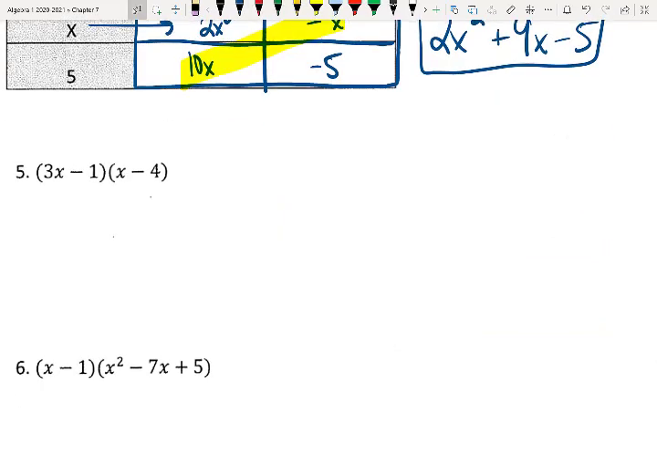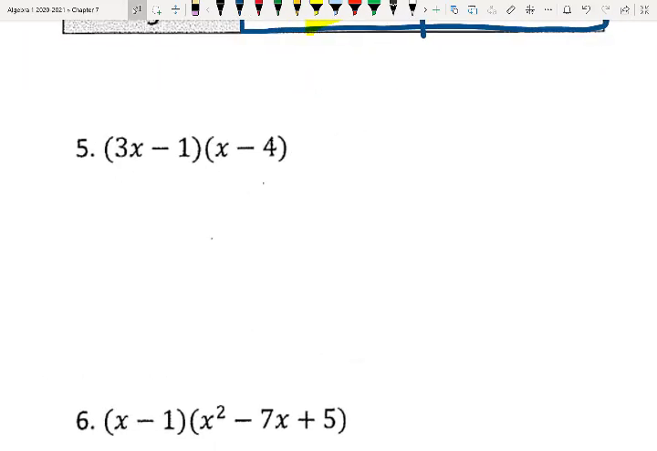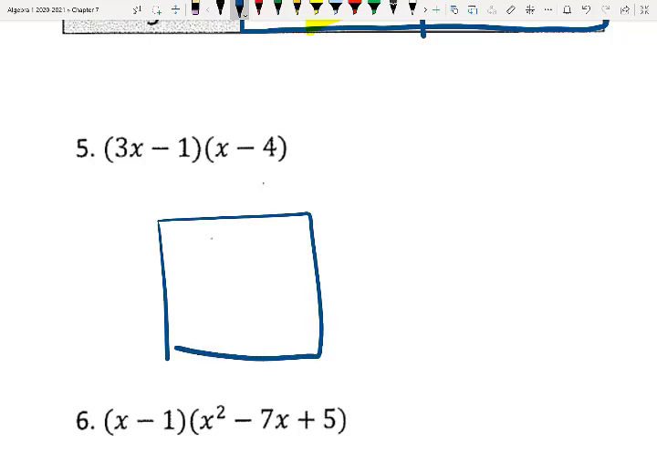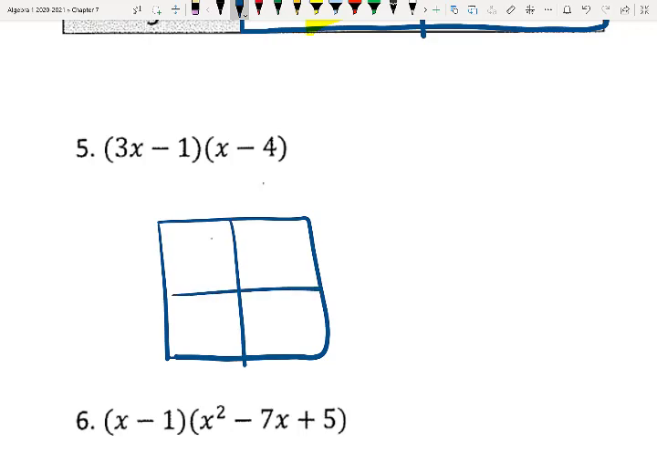So we're going to do a couple examples and a couple extra ones here just to reinforce this. So for number 5, if we were to multiply 3x minus 1 times x minus 4, I would go ahead and just set up a box. Let's try and make an actual box. Yep, there we go. We have 2 by 2, so 3x minus 1, x minus 4.